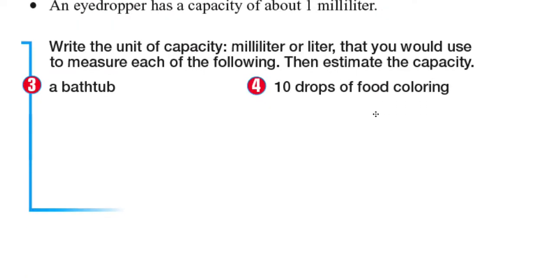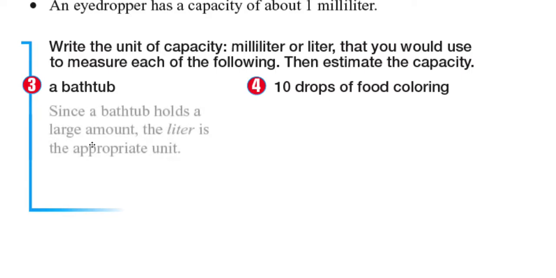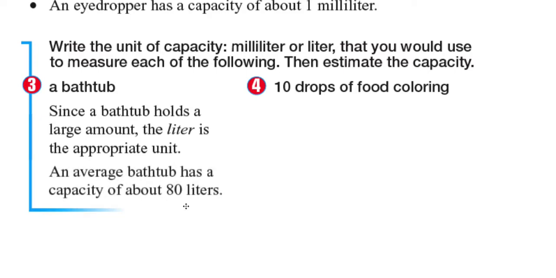Write the unit of capacity, milliliter or liter, that you could use to measure each of the following, then estimate the capacity. A bathtub. Most certainly a bathtub holds a large amount of water, therefore the liter is the appropriate unit, and the average bathtub has a capacity of around 80 liters.